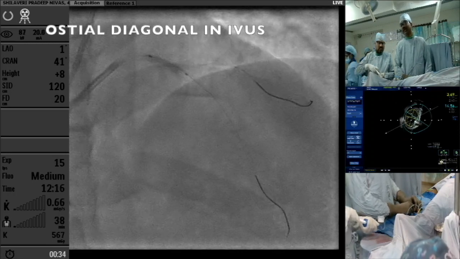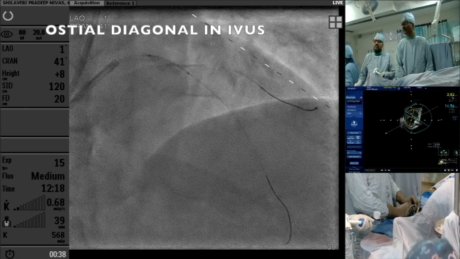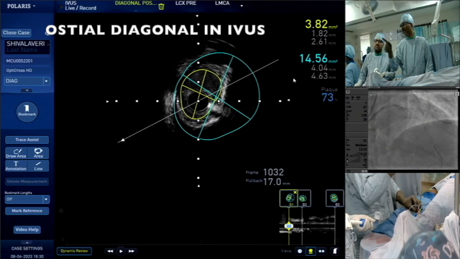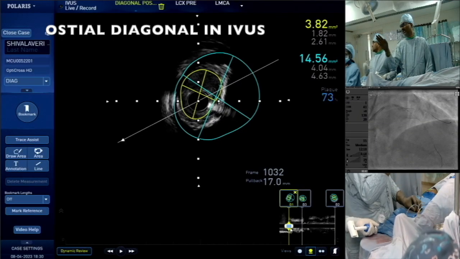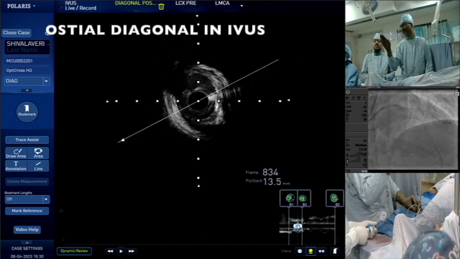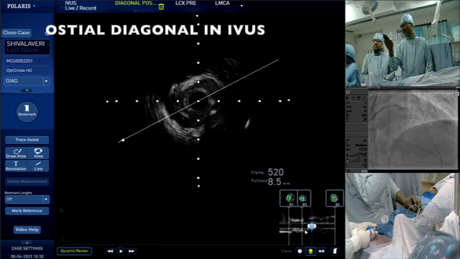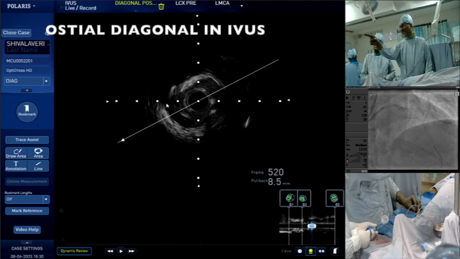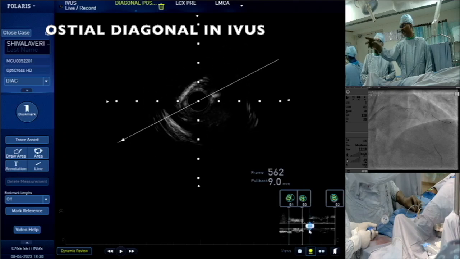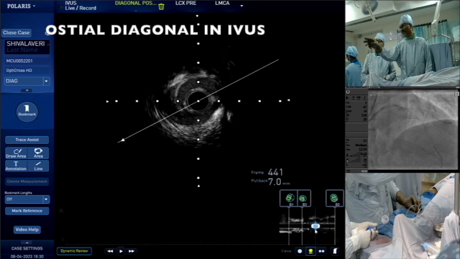Ostial diagonal area, please. This is the ostial diagonal. 3.28 is the lumen area. No, go back, please. That is not ostial diagonal. Go back. That is ostial diagonal. Okay. So you can see the wire in LAD, right? At 4 o'clock. Okay. So go back. Yes. Back. You play from there, I'll tell you.